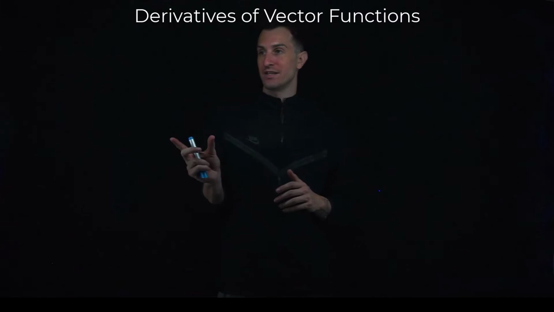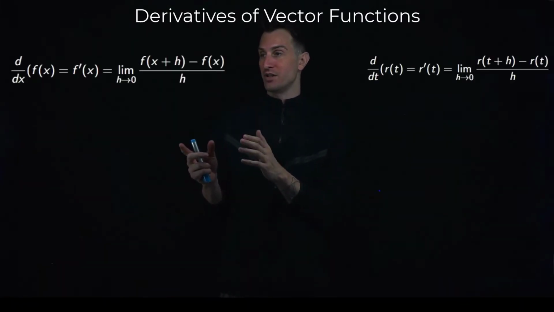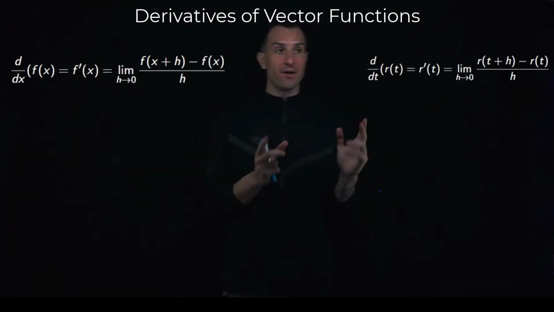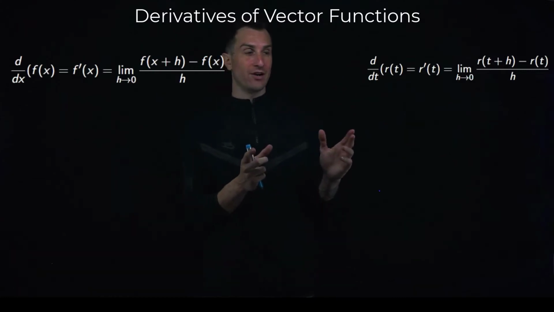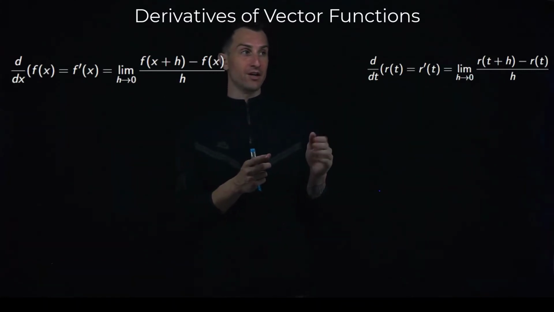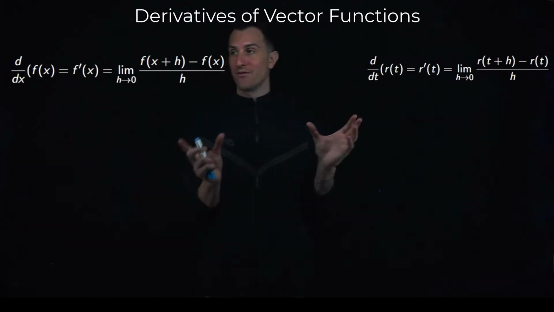Now, as you can see, with derivatives dealing all the way back in Calc 1, we have the definition of the derivative here: the limit as h goes to 0 of f of x plus h minus f of x over h. And it's very similar to what we have for vectors, right? Almost identical, except instead of f, we have r denoting a vector, and instead of the variable x over here, we're using t. But everything is the same.